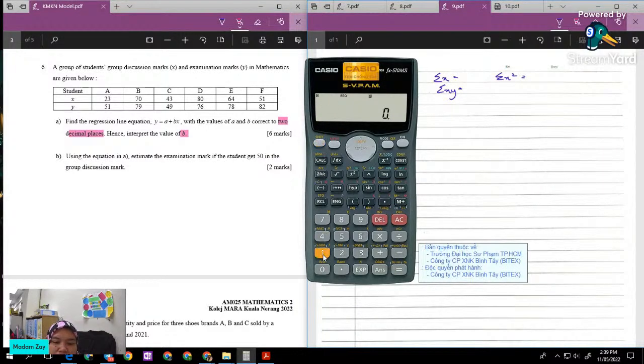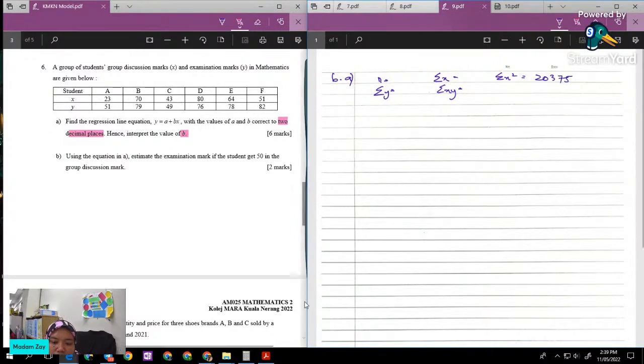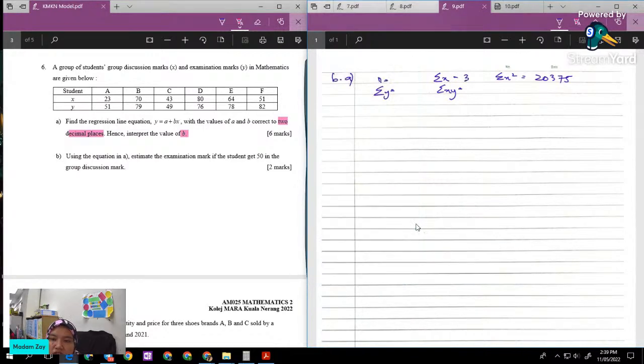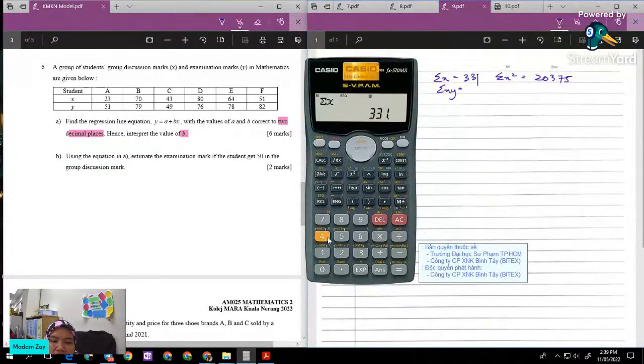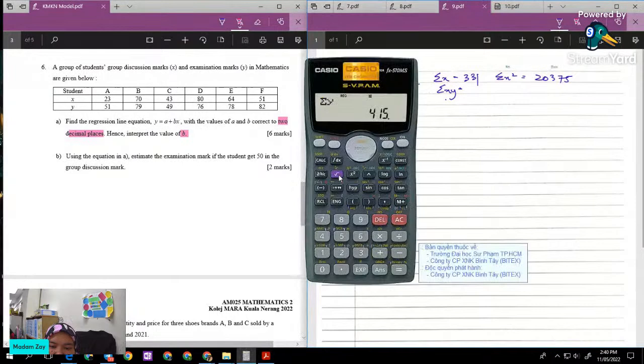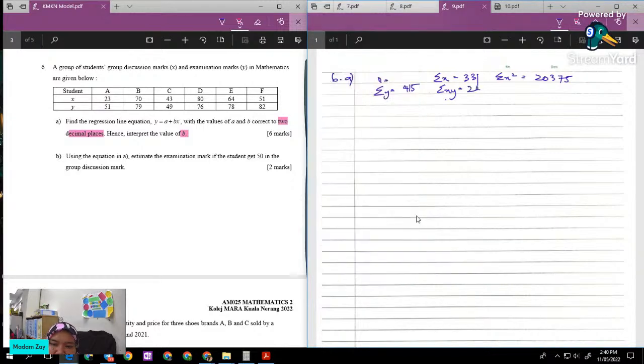Kita nak summation, shift 1. So, dapat summation of X square dengan N kat sini. So, kalau summation of X square, 20375. Then, summation of X equal to 331. And then, summation of ke kanan, Y number 2, 415. And then, summation of XY number 3, we get 24064.